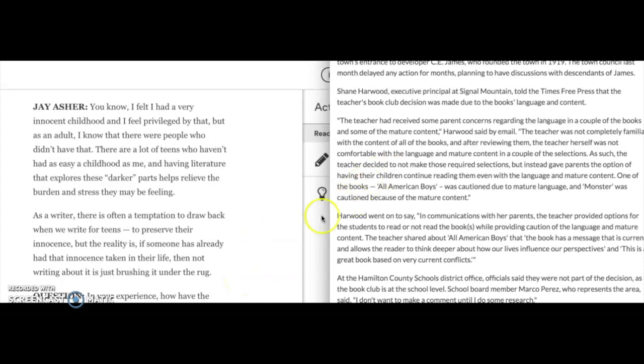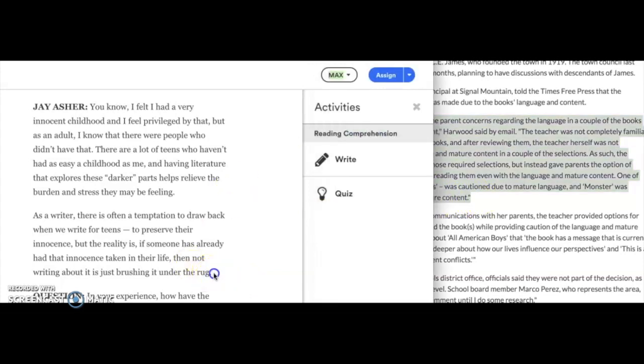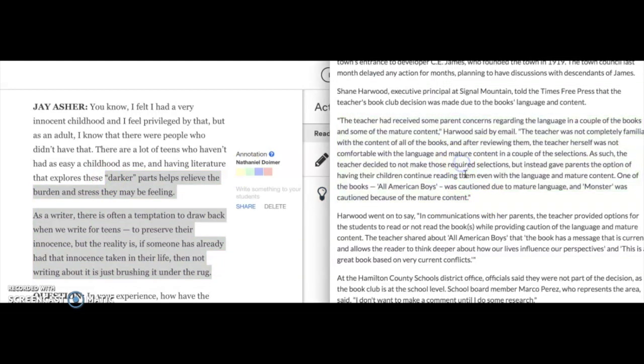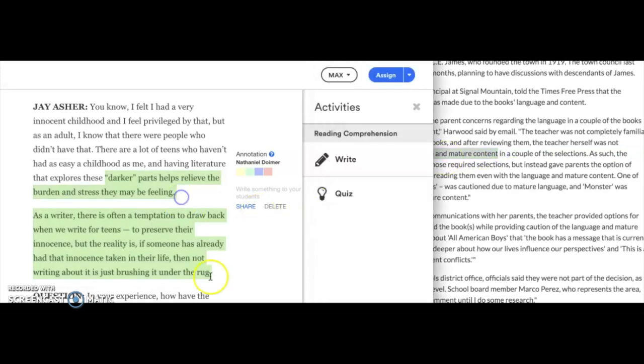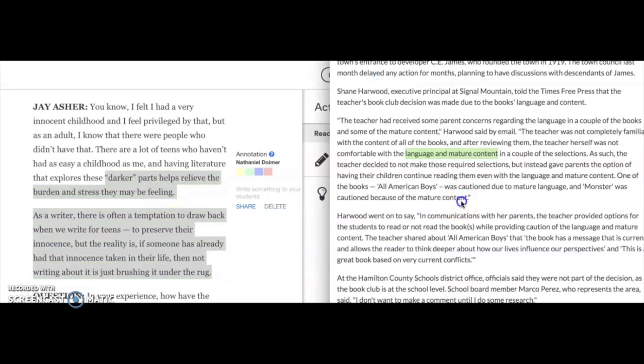Does this removing it from the curriculum brush the darker parts of life under the rug? Or is there a place for removing content that has too much language and mature content? Is that something that students should read? Or should we brush it under the rug and preserve their innocence? Consider the answer that you just gave to the previous question. Why do you feel the way that you do about that?